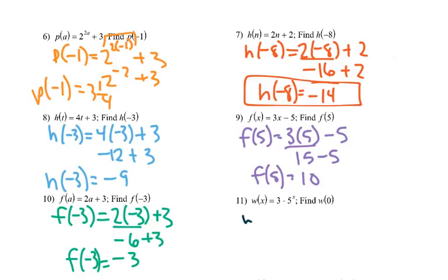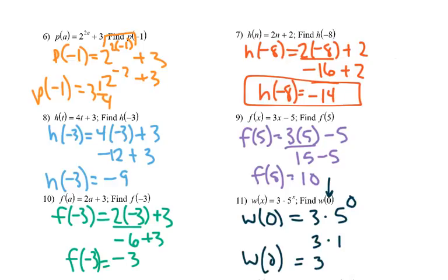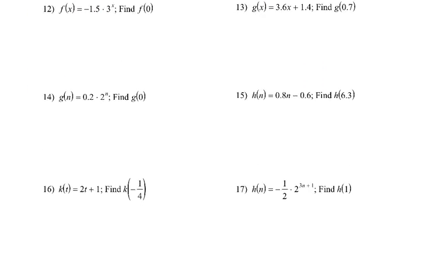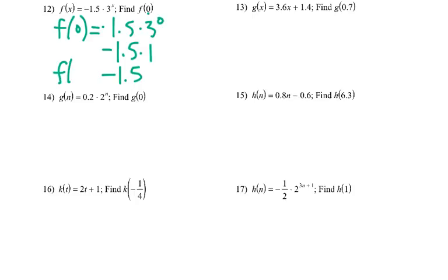And then w of x equals 3 times 5 to the x. Put in 0. Now anything to the 0 power is 1, so 5 to the 0 is 1 times 3 is 3. So w of 0 equals 3. Okay, then scoot on down. f of x equals negative 1.5 times 3 to the x. Find f of 0. So f of 0 equals negative 1.5 times 3 to the 0. 3 to the 0 is 1, so negative 1.5 times 1 is negative 1.5. So f of 0 equals negative 1.5.